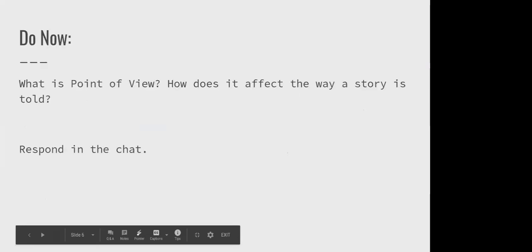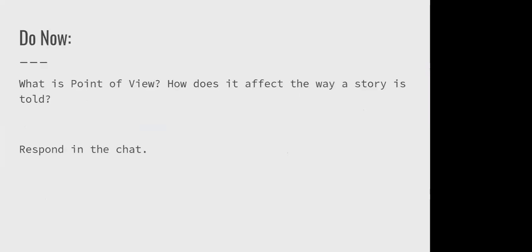Here is our do now question for today. This kind of ties into what we'll be doing in checkpoint 1 after we read each part of the story. All right, what is point of view?